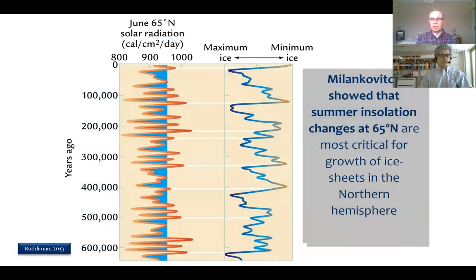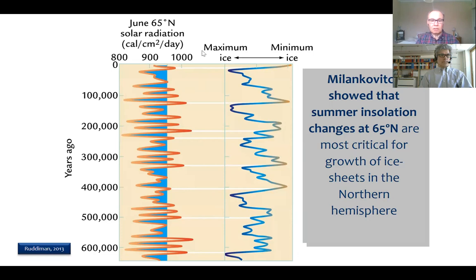And what Milankovitch did was calculate these insolation changes, that is, the amount of energy that reaches different latitudes. One important result of his research was that the summer insolation was most important, and especially the summer insolation on latitudes between 60 and 70, around 65 degrees north, is most critical for the growth of ice sheets in the Northern Hemisphere.